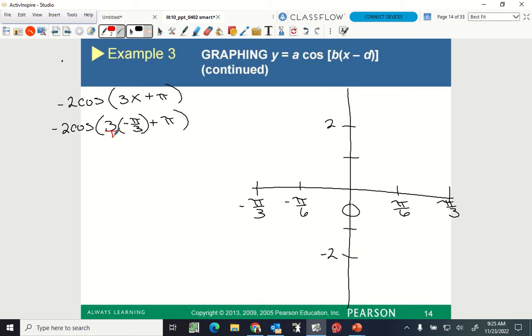But anyway. So, 0 pi. On the unit circle, put the finger on 0 pi. The finger is all the way to the right, and we look for cosine, right? What is cosine at 0? 1 times this, which is -2. Let's keep going. So -2 cosine of 3 times negative pi over 6 plus pi.